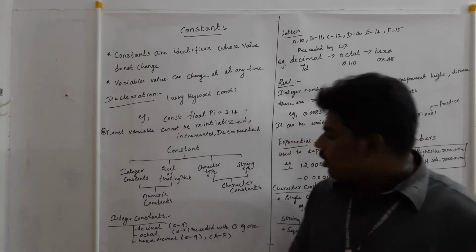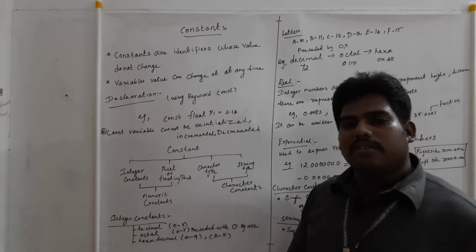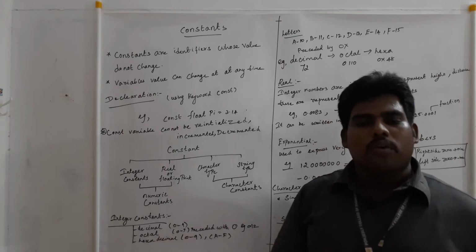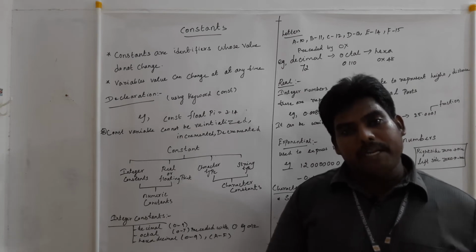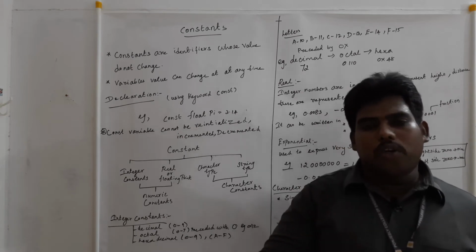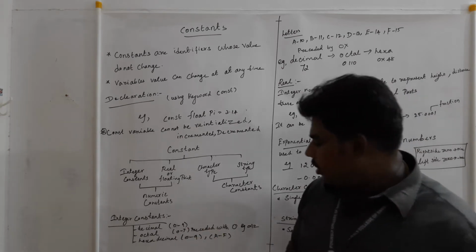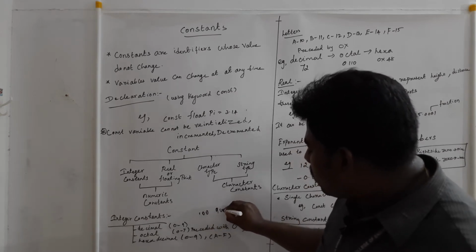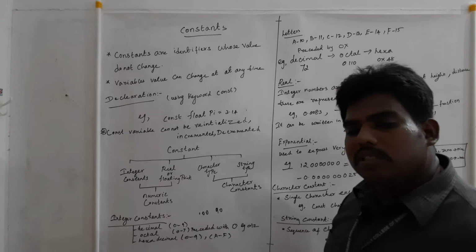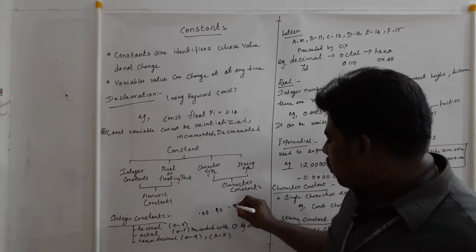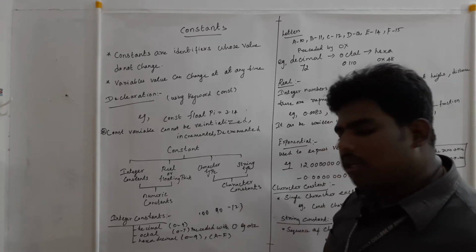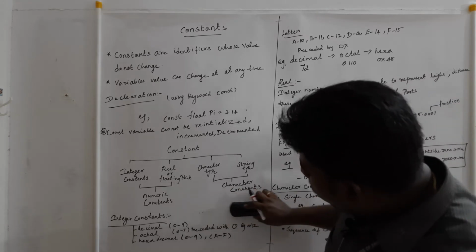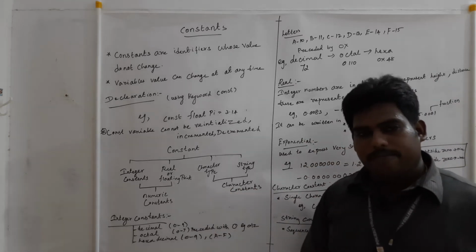Again, your integer constant is divided into three types. One is decimal. What is decimal? It's a combination of digits from 0 to 9. For example, 100 is decimal, 90 is decimal, minus 123 is also decimal. These are all decimals, combinations of 0 to 9.